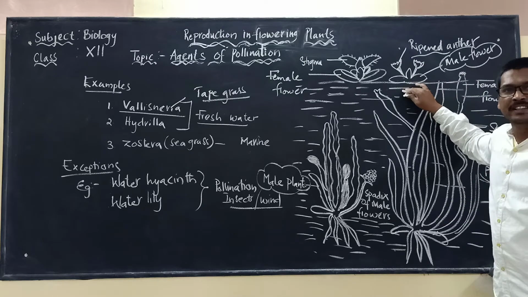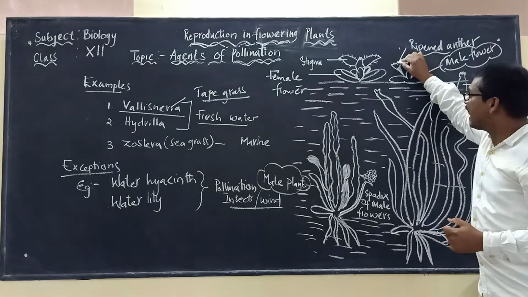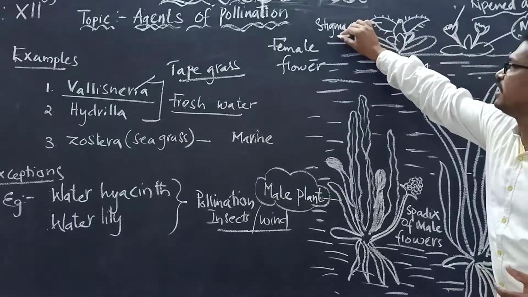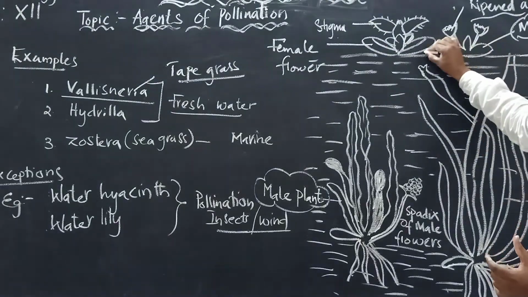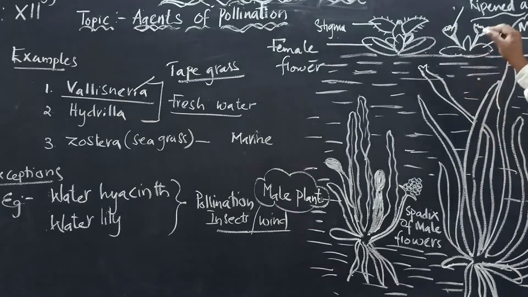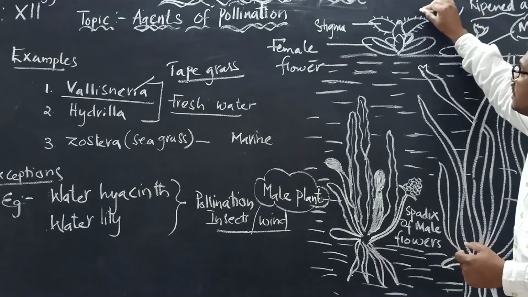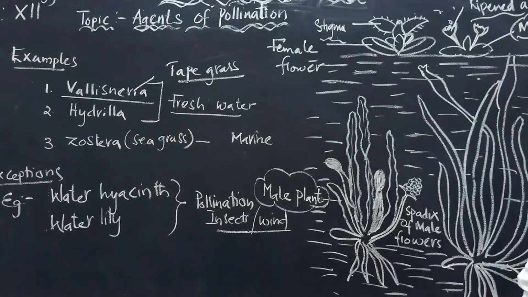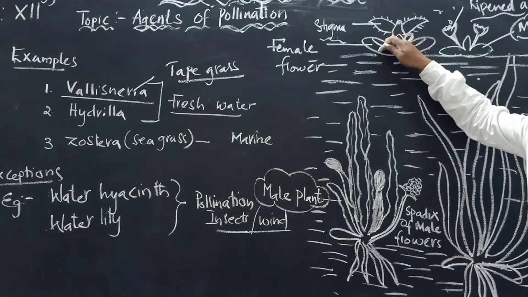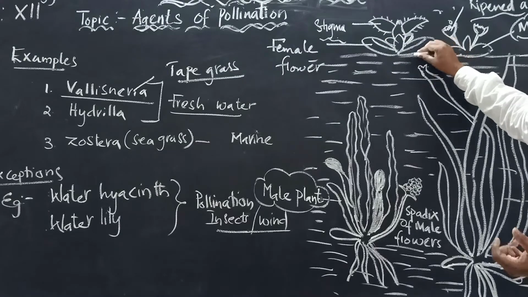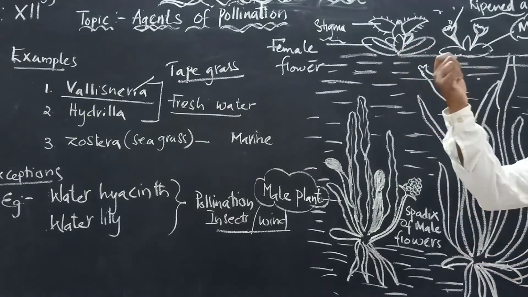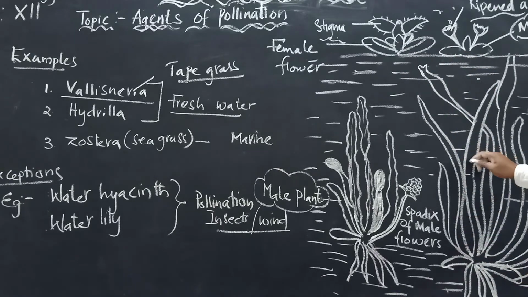Ripened anthers means matured anthers, and these anthers are now coming very close to what? The stigma. So when it comes very close to the stigma, now there are chances for these pollen grains to fall on the stigma of the female flower. As soon as it collects these pollen grains, immediately the long stalk with which this flower is connected will pull it back down into the water.